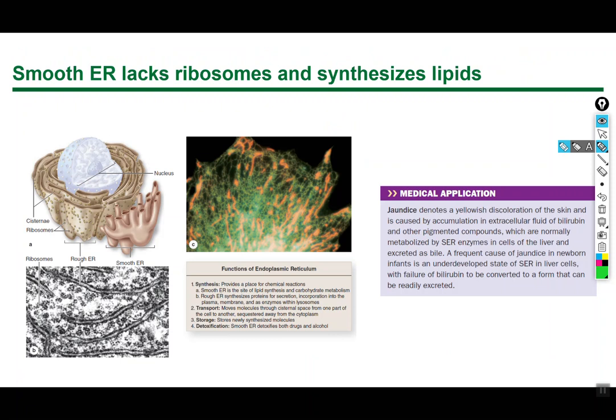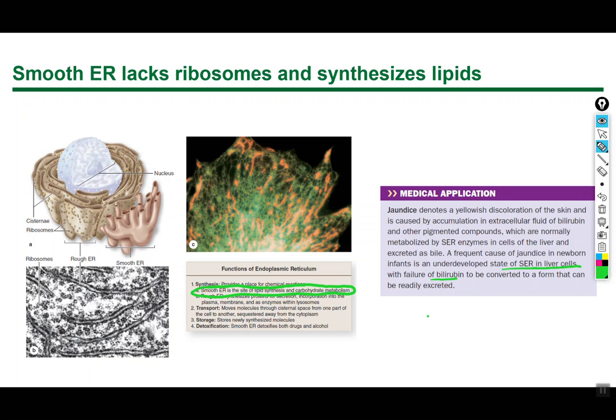One example is bile, which is an emulsifier for fat. And so if you have an underdeveloped SER in liver cells in a newborn, you can't convert bilirubin, which is a bile pigment, into a form that can be excreted, and that causes a buildup of bilirubin in the cells and tissues, which gives the infants a yellow appearance. So smooth ER is where lipid synthesis and carbohydrate metabolism is present.